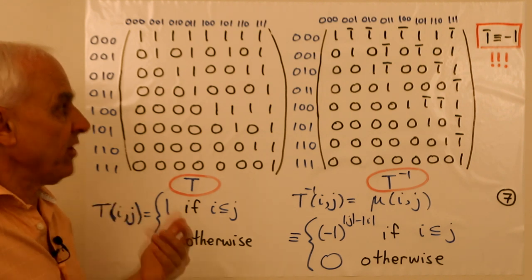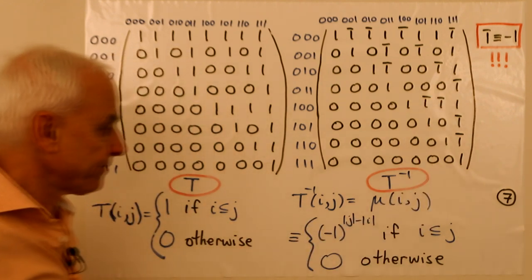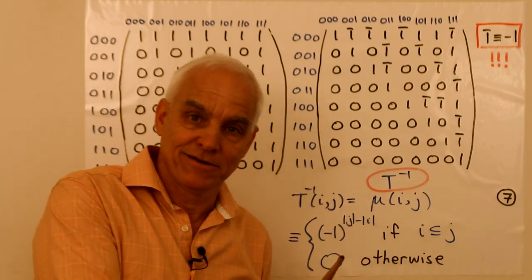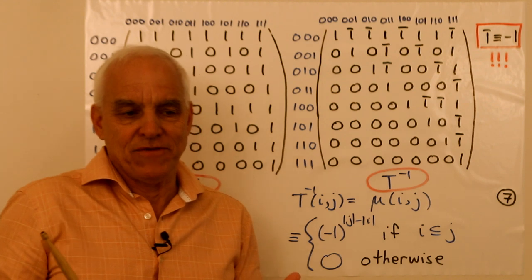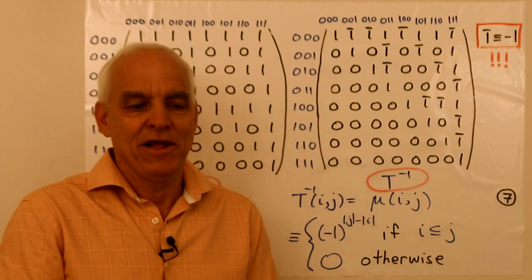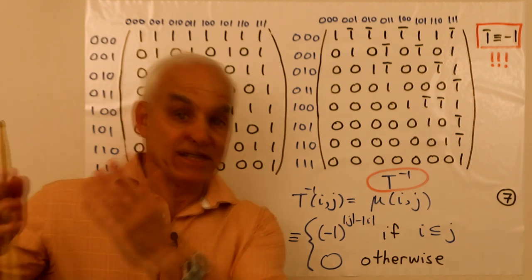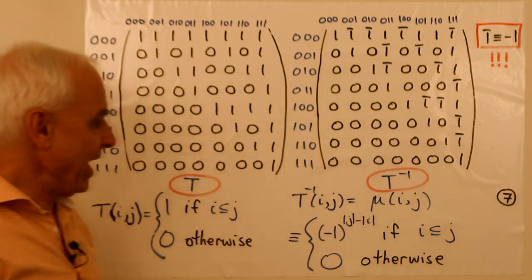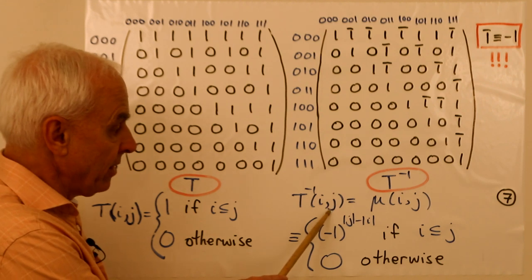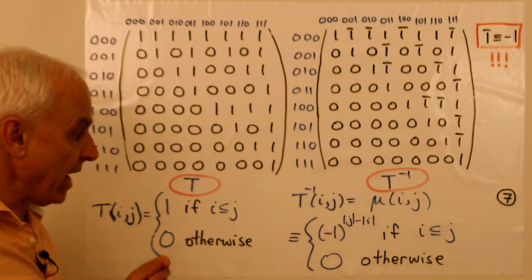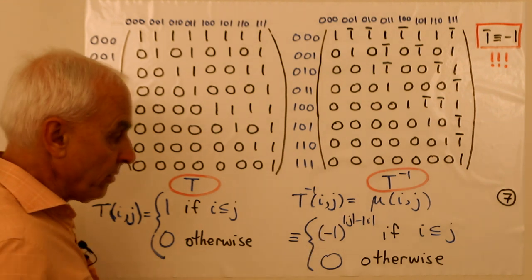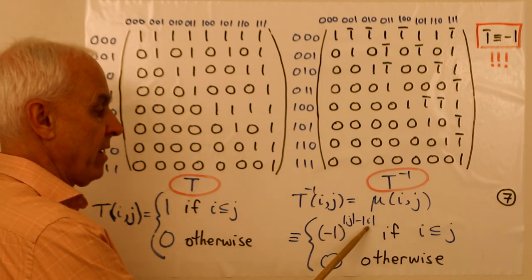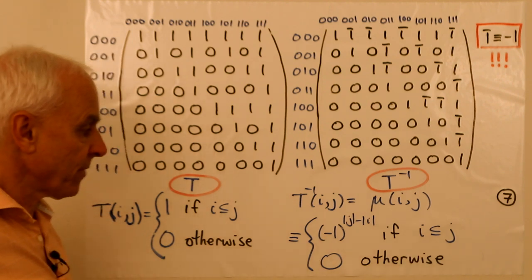And what's the pattern with these minus signs? Which ones get minus signs and which ones don't? Well, here's the formula, which is the Mobius function in this context. So it turns out there's Mobius functions for any partially ordered set. The original Mobius function was for the divisibility partial order that I just showed you. This is sort of the second example. And here is the formula that T inverse ij is mu of ij. And it is either 1 or minus 1 or 0. It's minus 1 to the number of elements in j minus number of elements in I, if I is a subset of j, and 0 otherwise.